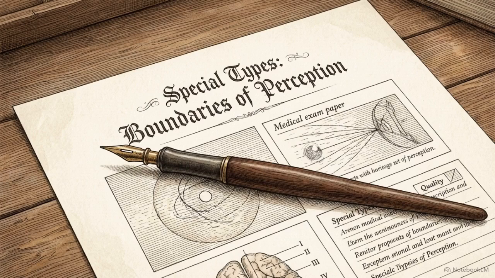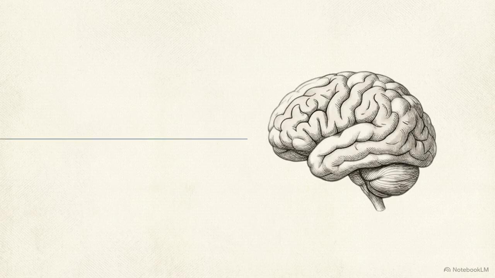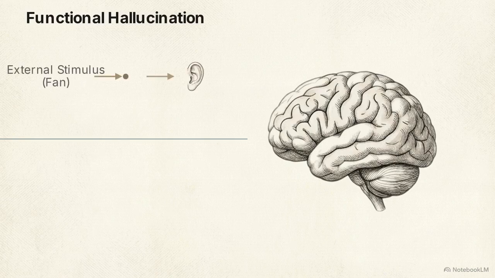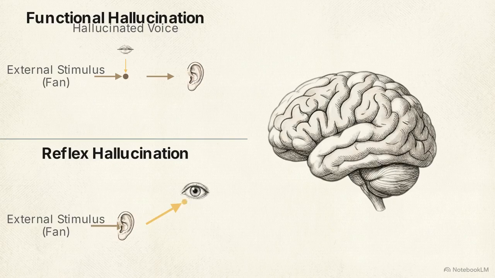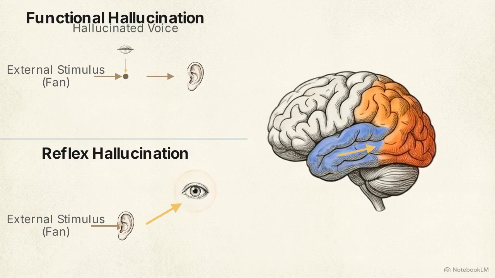Medical board exams frequently test special types of hallucinations because they test a clinician's ability to identify exactly where the boundaries of perception break down. This diagram outlines two specific processing variants. On the top is a functional hallucination. Here, a real external stimulus triggers a hallucinated perception within that exact same sensory channel. The patient hears the hum of a real fan, and that exact sound triggers the hallucination of hearing voices. On the bottom is a reflex hallucination. An external stimulus in one channel triggers a hallucination in a completely different channel. Hearing the hum of the fan causes the patient to see a visual apparition.